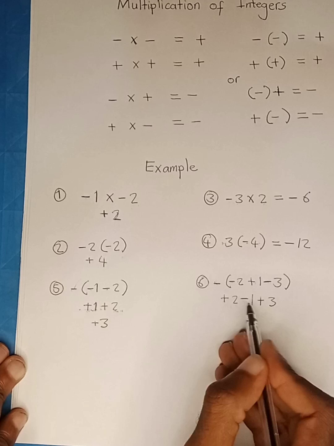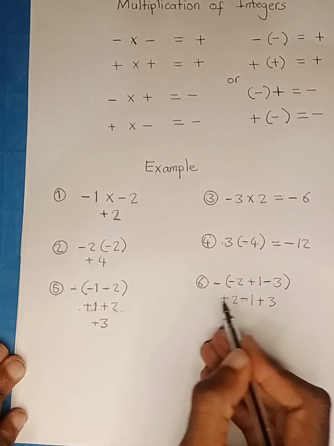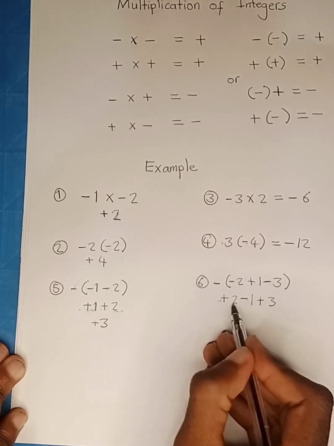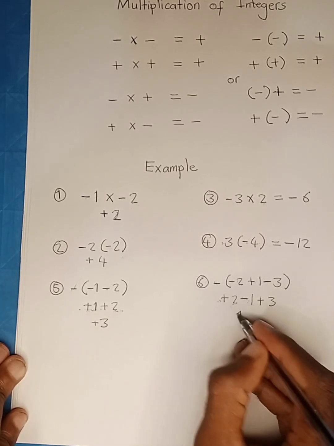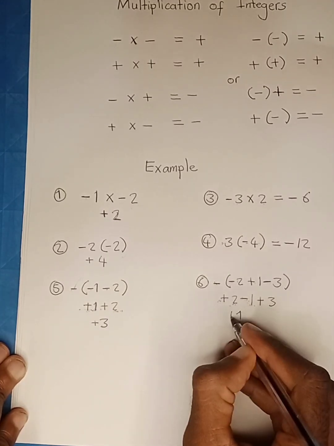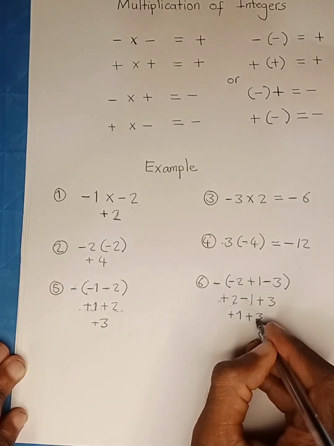2 has a positive sign, 1 has a negative sign. The signs are different. Now, in mathematics, difference means subtraction. If we subtract these two numbers, we have 2 minus 1, we get a 1. But looking at the number which is larger, 2, so the answer is going to get the sign from the larger number. Then lastly, we have a positive 3.